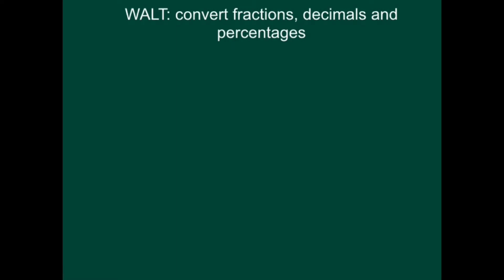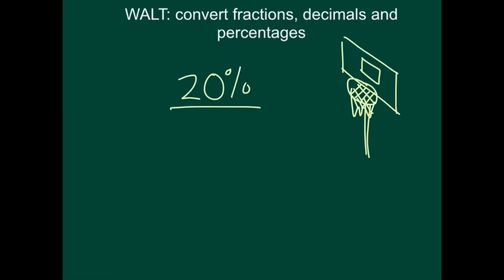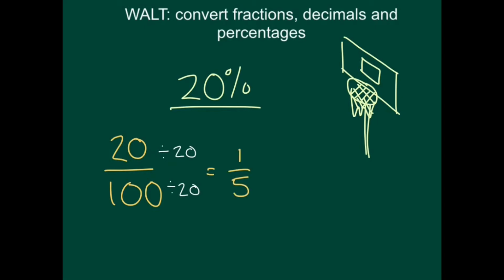Let's try a different way now. I'm playing basketball and I hit 20% of my shots. Well, 20% as a fraction is 20 out of 100 shots, which we can simplify down if you know how to do that, dividing the top and bottom by 20, because 20 goes into them both. So it's the same as 1/5. And as a decimal, it's really easy, because 20% of 1 whole is the same as 0.20 or 0.2, because we don't actually need the 0 there.